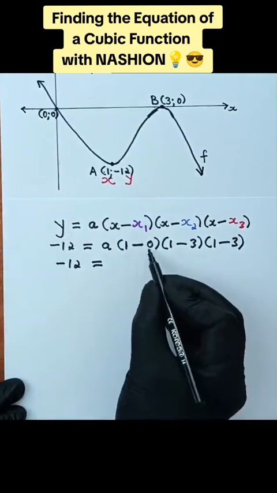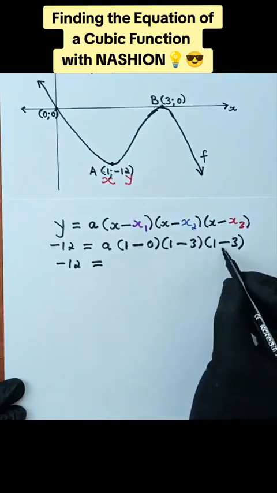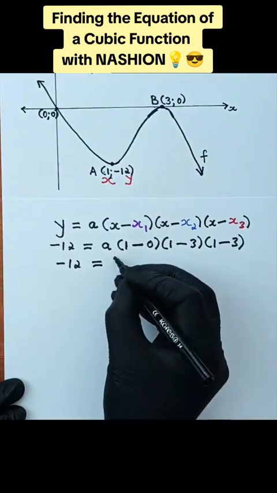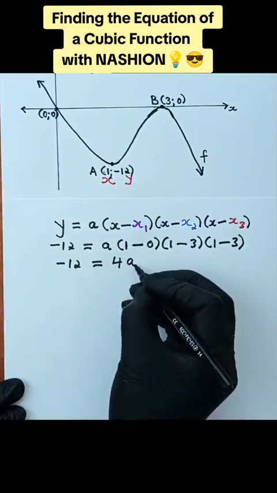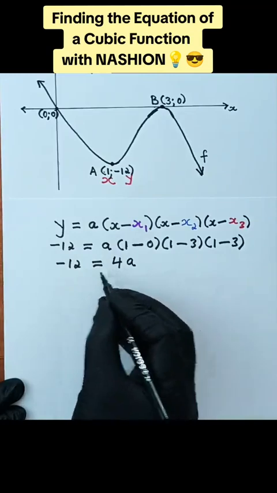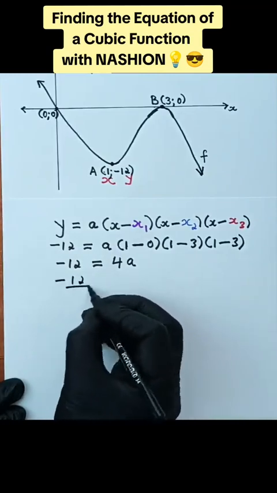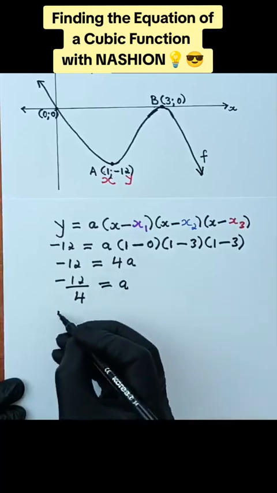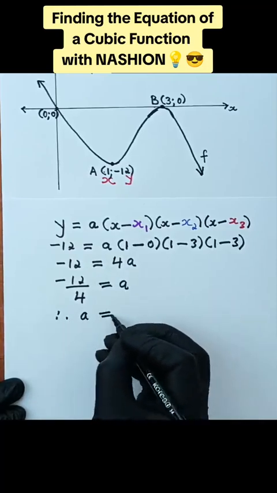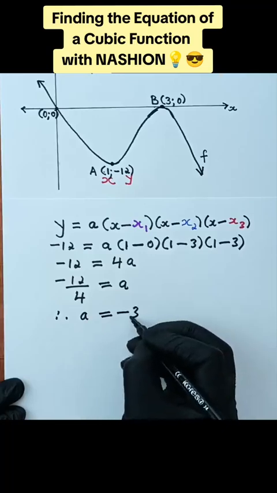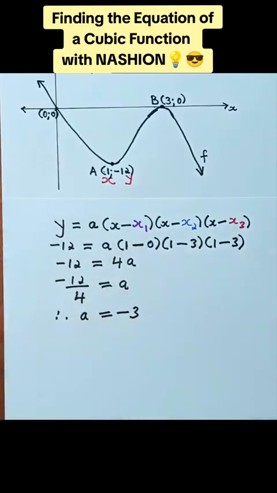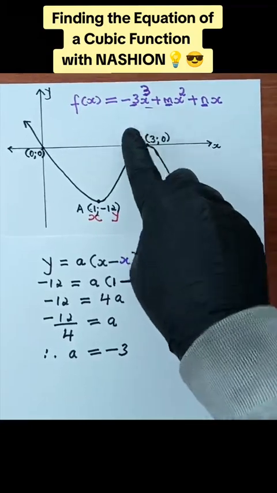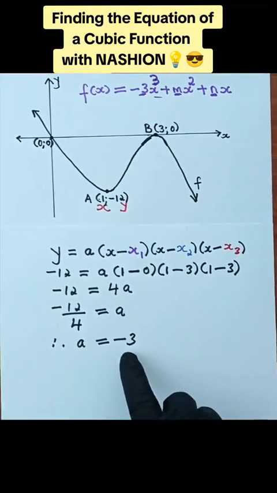Now we are going to remove the brackets here, multiplying everything here. That will give us 4a. We divide both sides by 4. And we are getting a is equal to negative 3. That's exactly what we have in the original equation. You see, a is negative 3.